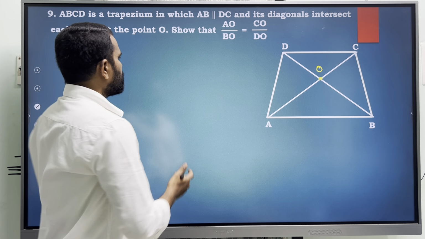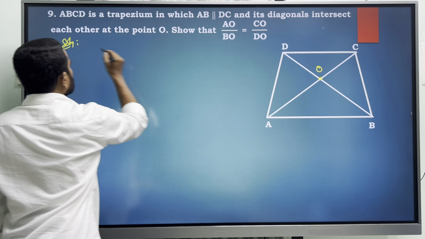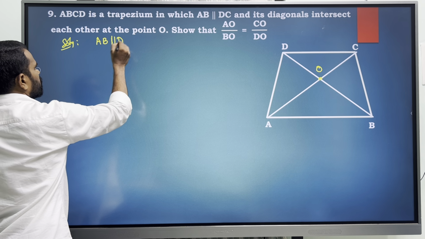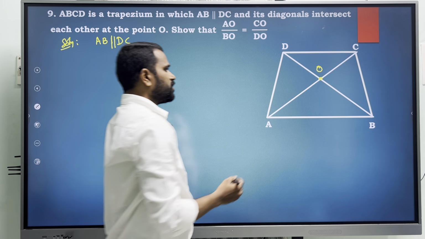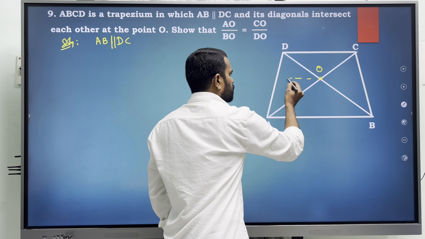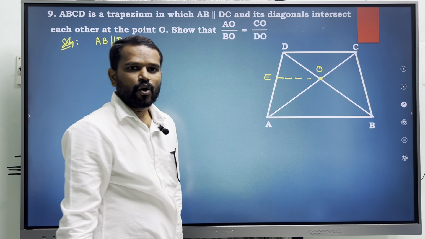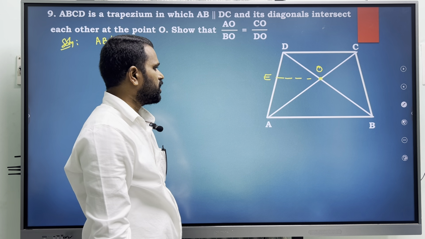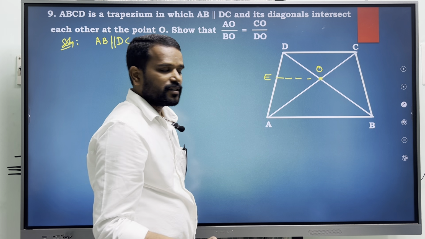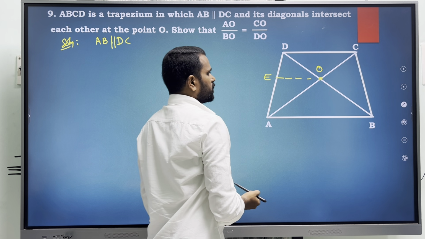So, what is given here? AB parallel to DC. This is given, right? Now, what I am going to do is draw a construction line. I draw a line OE. This is construction. This particular line OE, I am drawing parallel to CD.